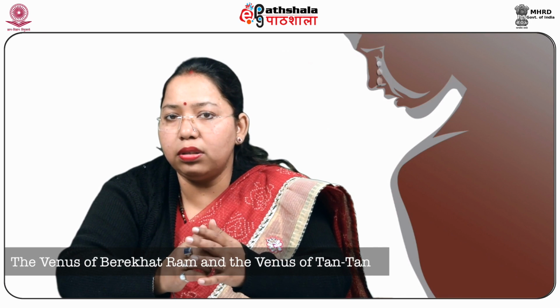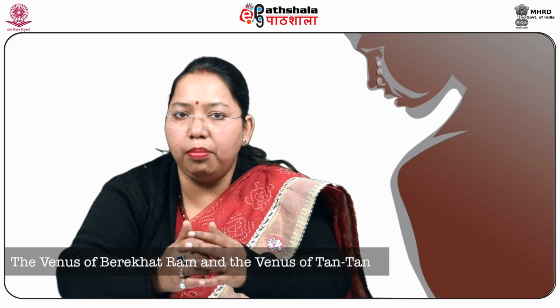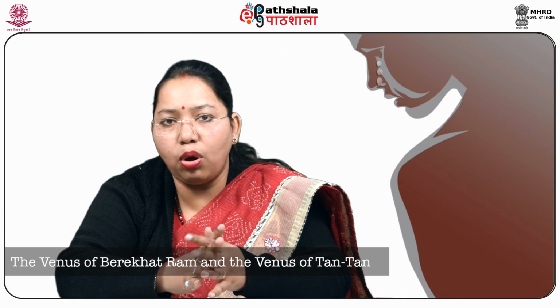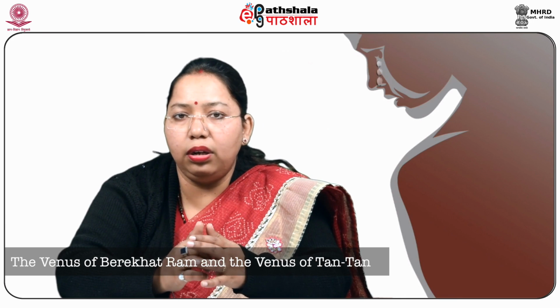The next oldest prehistoric art from the Lower Paleolithic comes almost at the end of the period. Two primitive figurines, the Venus of Berekhat Ram found on the Golan Heights and the Venus of Tan-Tan discovered in Morocco, were dated to between roughly 200,000 and 500,000 BC. The former is more ancient. So now we come to the Middle Paleolithic era.